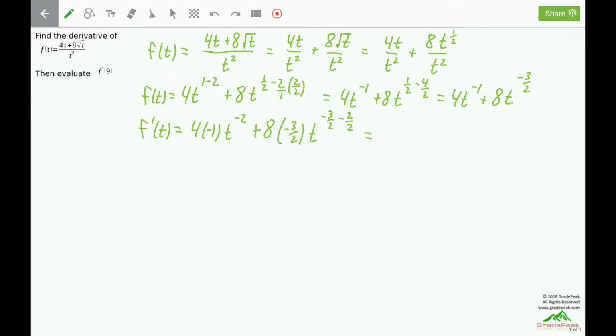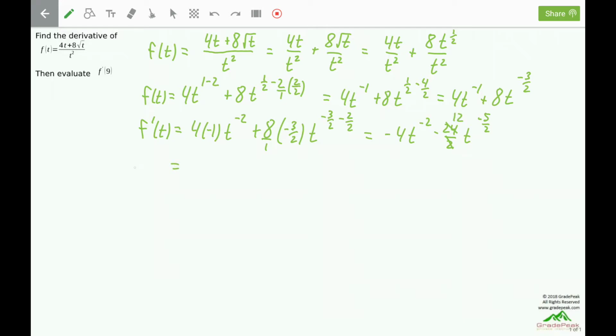Now let's multiply the coefficients. 4 times a negative 1 is a negative 4, t to the negative 2. And then that 8 we can think of as an 8 over 1. 8 times a negative 3 is a negative 24 over a 1 times 2, which is a 2. t to the negative 3 minus 2, which is negative 5 over the common denominator of 2. Now that 24 and that 2 can cancel down. 24 is divisible by 2 to give us a 12.